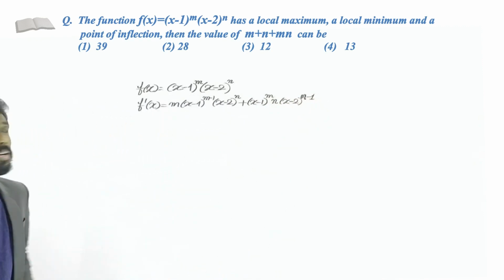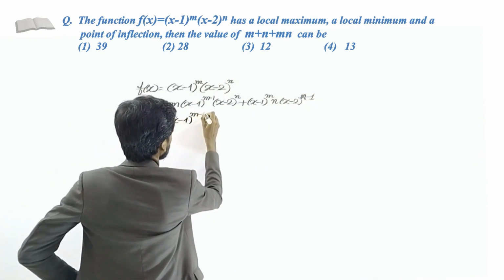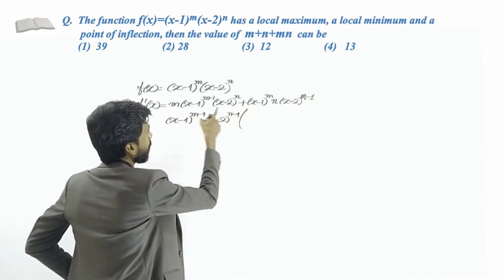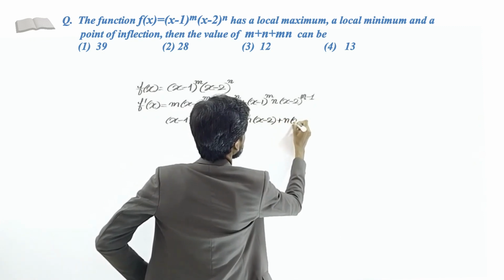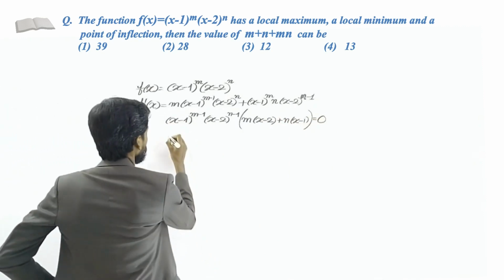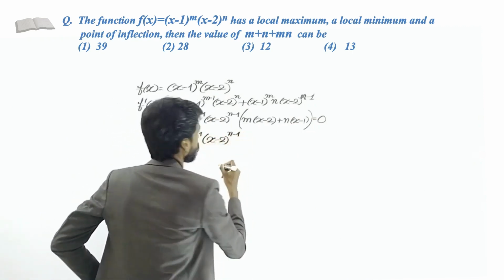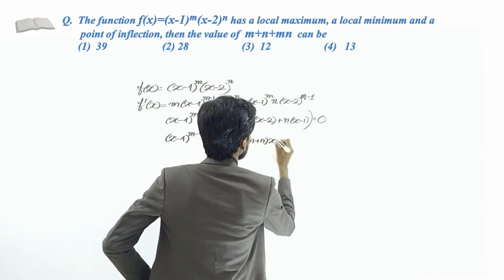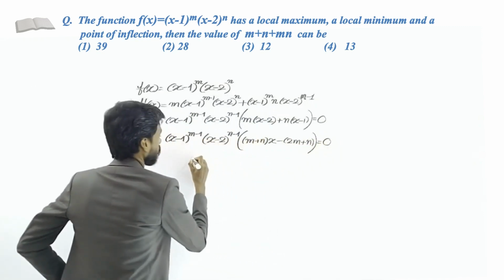Now we have to equate this derivative to 0. So we take out the common factors: (x minus 1) to the power m minus 1, and similarly (x minus 2) to the power n minus 1. So we'll get m times (x minus 2) plus n times (x minus 1). This should be equated to 0 to find the points at which the function can be maximum or minimum. So that is (x minus 1) to the power m minus 1 and (x minus 2) to the power n minus 1, and this will become (m plus n) times (x minus (2m plus n)/(m plus n)). So this should be equated to 0, and then we get the values of x.